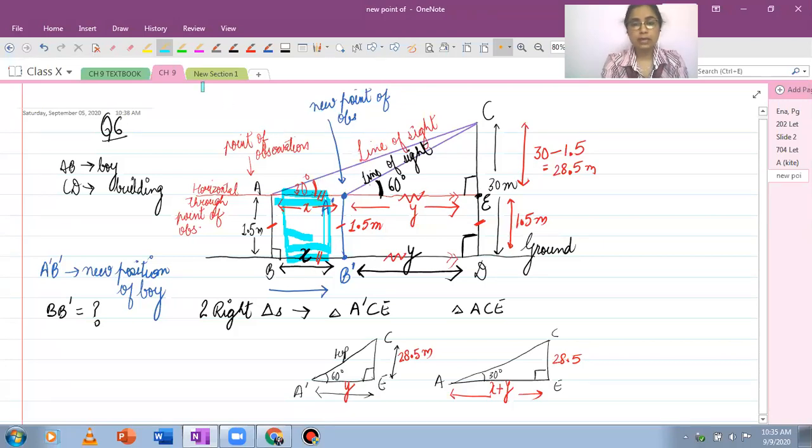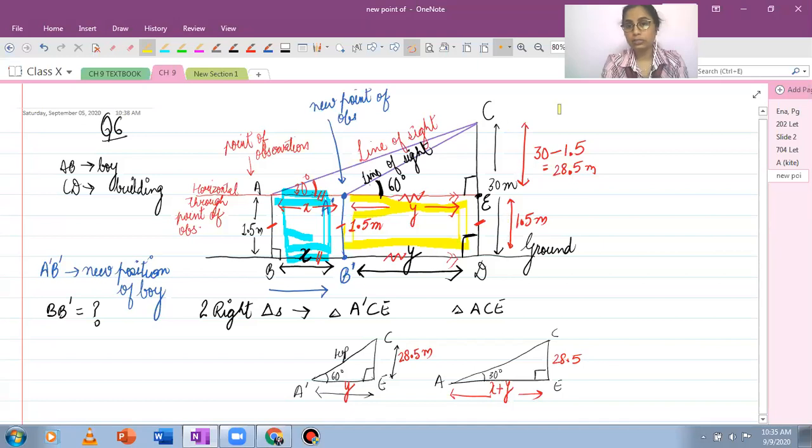And the same thing applies to the adjacent quadrilateral, A dash, E, D, B dash. This also is a rectangle. So the opposite sides are equal, as you can see, 1.5 meters over here. Then the base of this rectangle was marked as Y. Therefore, the side on the top, A dash E, is also Y.